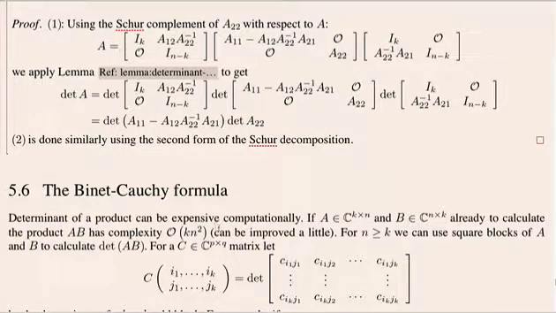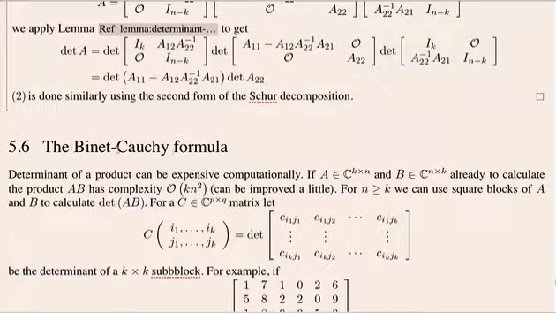Section 5.6, the Binet-Cauchy formula. I believe these are both French. Well, Cauchy was a French-German mathematician, but the way we pronounce the names are Binet, with a silent T at the end, and Cauchy.